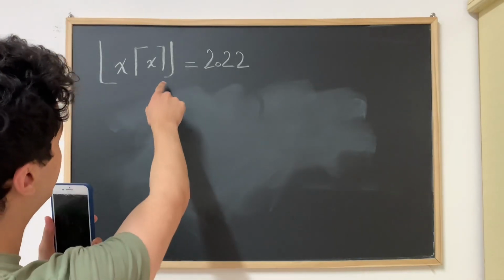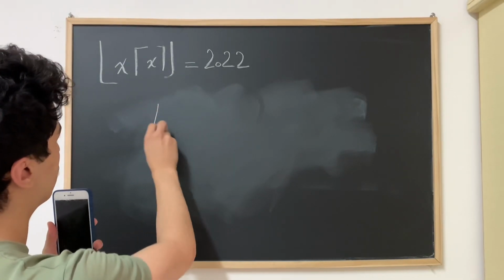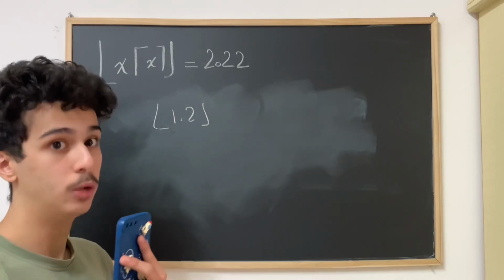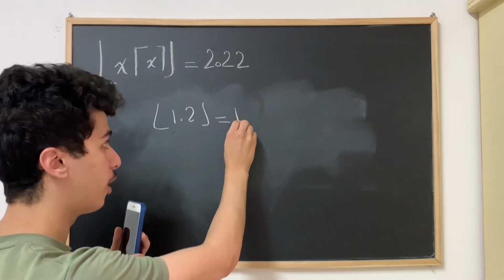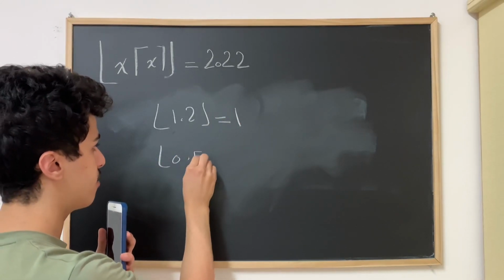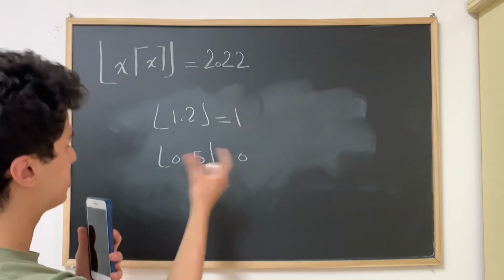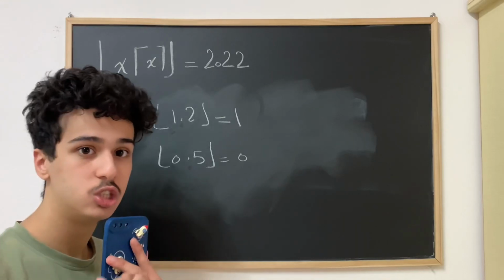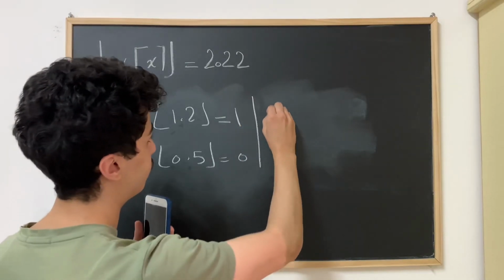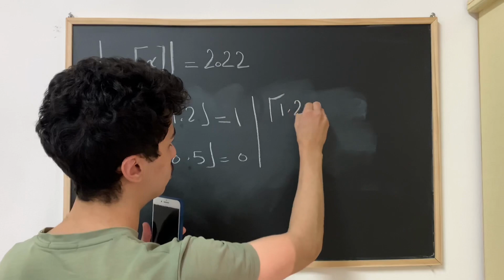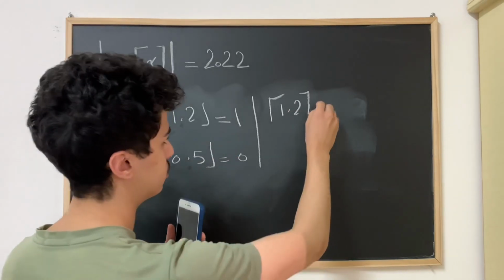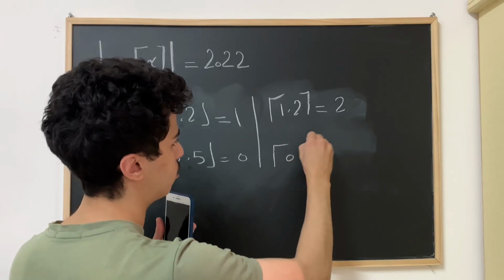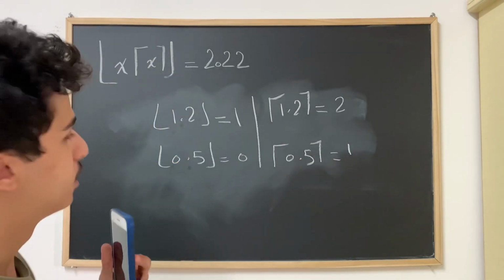If you're not familiar with these signs, the floor of something such as 1.2 takes it to the nearest integer below it, meaning 1.2 would become 1 and 0.5 will become 0. It doesn't matter what we have after the decimal point. It's just we take it to the nearest integer below it. And the ceiling of something, such as 1.2, raises it. So 1.2 will become 2, and 0.5 will become 1. And that's pretty much it.